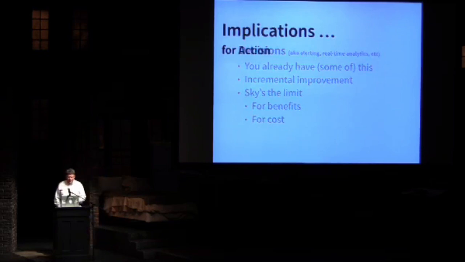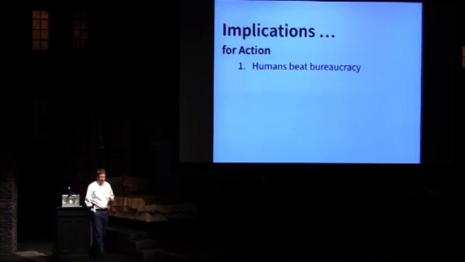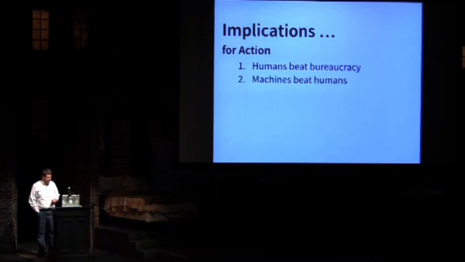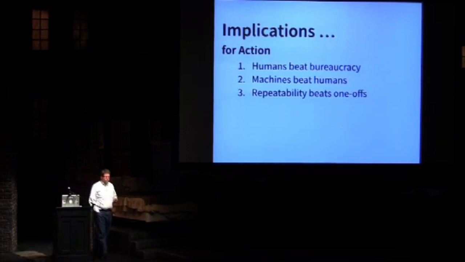Lastly, from an action perspective, I'm going to make some fairly obvious statements. For one thing, I think that humans can operate faster than bureaucracy. Otherwise, you should probably get better humans. Machines can actually beat humans. Otherwise, you've got really great humans. And when you have a repeatable process, it typically beats a one-off, both from a reliability and a speed perspective.